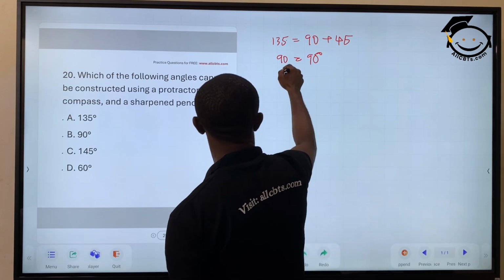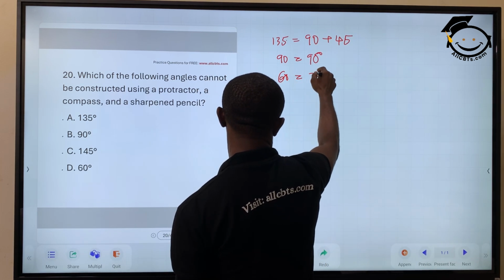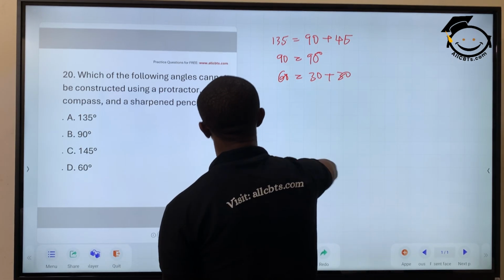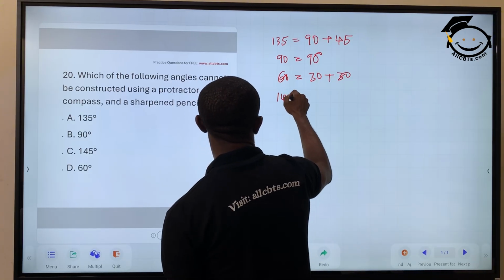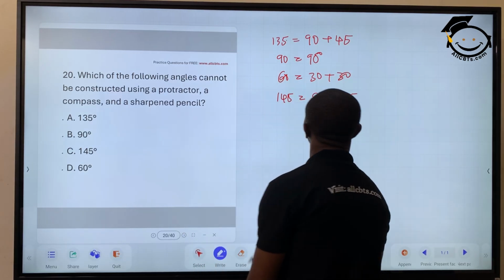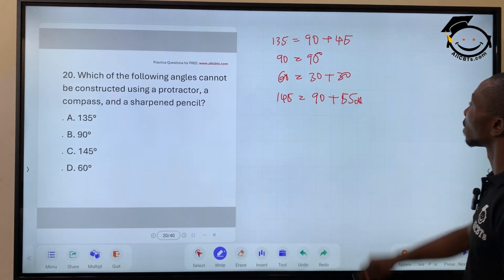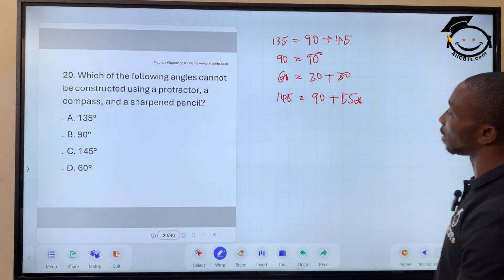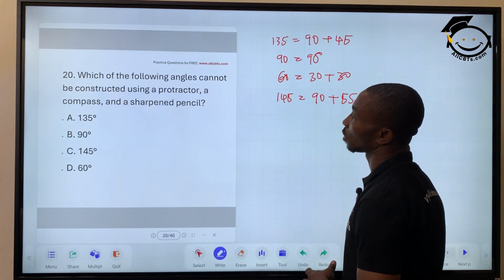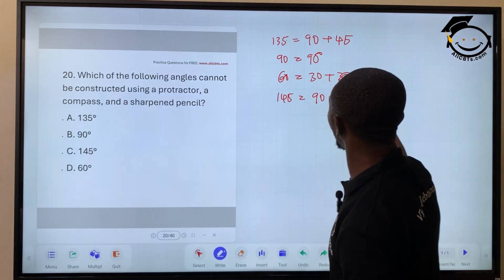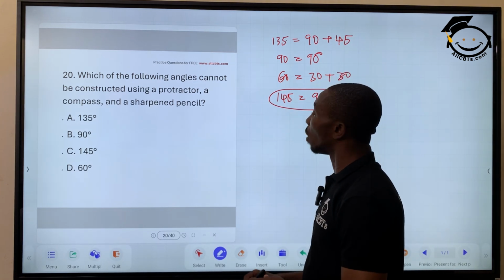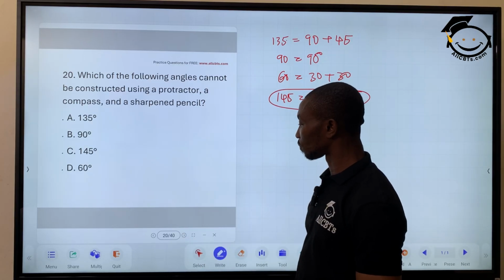Alright, now 60 degrees is a combination of 30 plus 30 or 60 directly, and 145 is a combination of 90 plus 55, and angle 55 cannot be easily constructed with just your protractor and compass with sharpener. So the angle that can't be easily constructed would be angle 145.